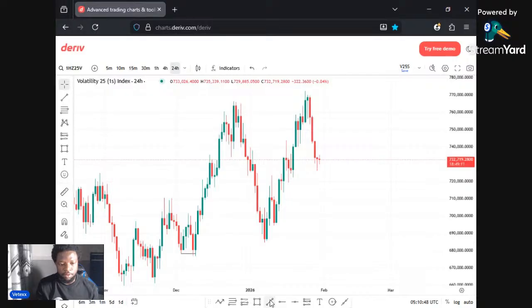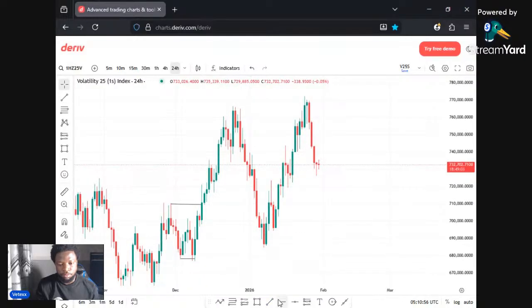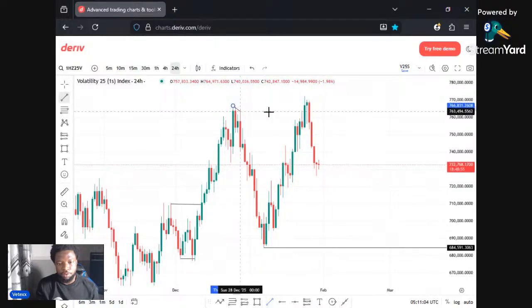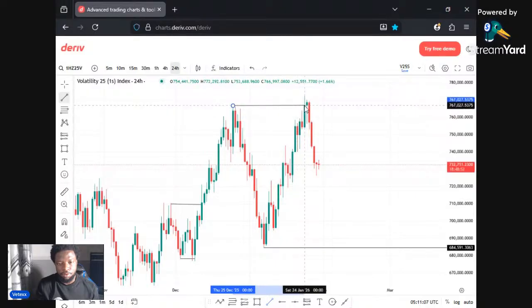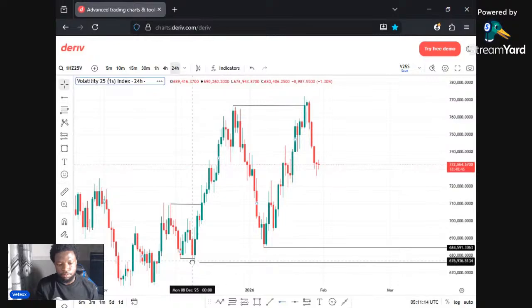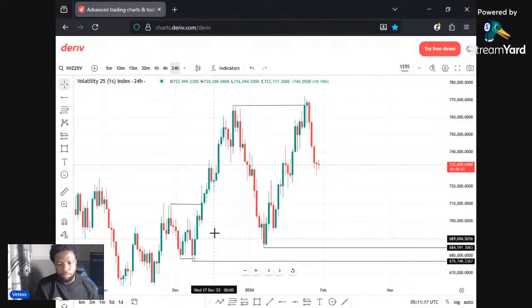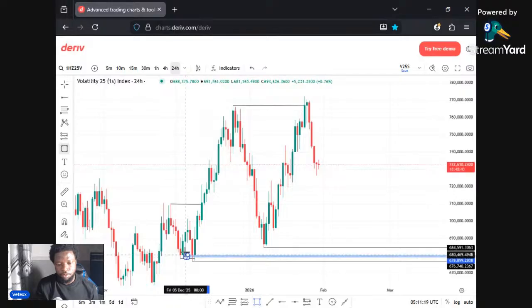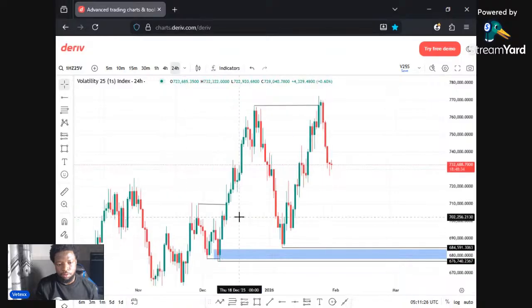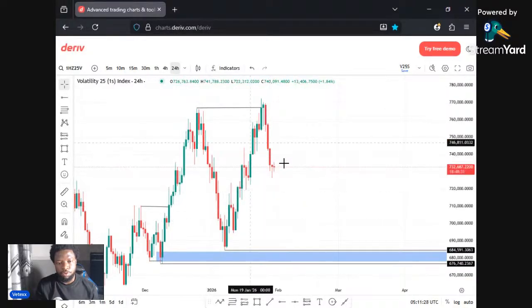You have this protected high. You have, sorry, very big break of structure. The price retraced to give us our structural liquidity. We have this. You have this second break. This is our protected low. So this one now becomes what? Point of interest. This is our point of interest.